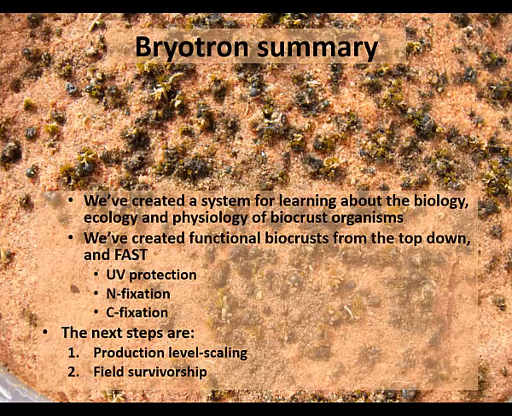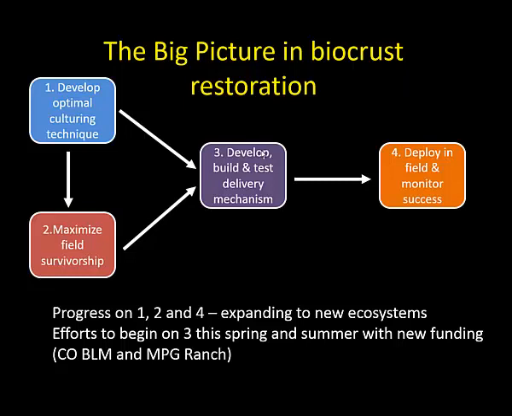So I want to leave you with one last thought, and that is, where are we going, and what's the big picture in Biocrust restoration? And so this is sort of our R&D pipeline, so to speak. So it's 4 steps. The first step here we've done a lot of already, and that's developing the culture techniques to grow up the Biocrust organisms. The next thing is maximizing field survivorship. We've looked at this with field harvested Biocrust, and we're starting to look at it with greenhouse harvested crusts, but we have a little ways to go there.